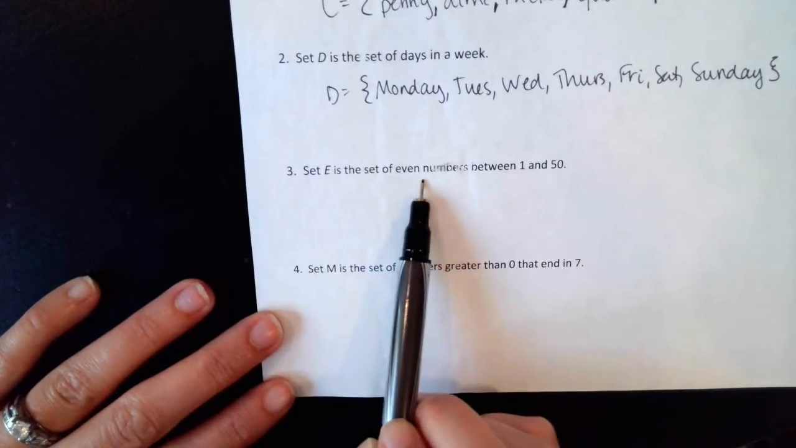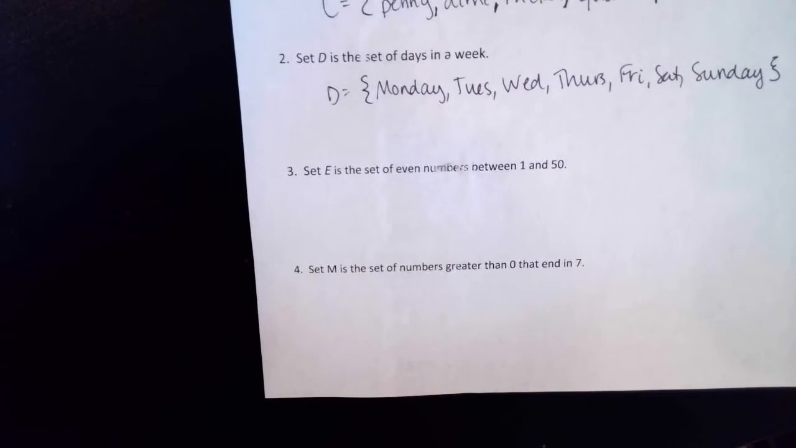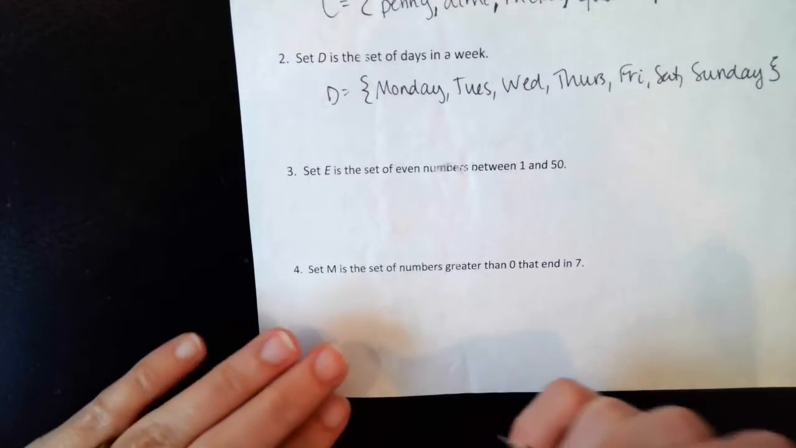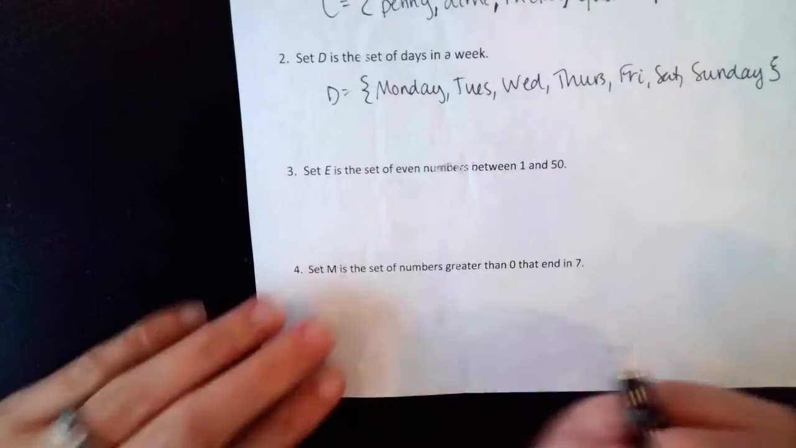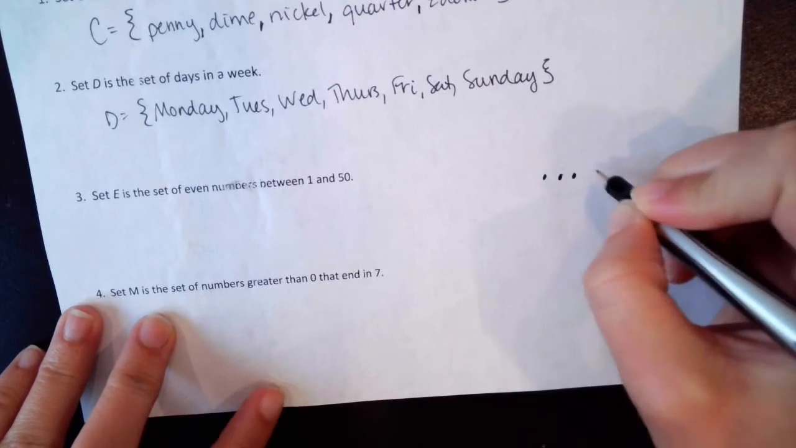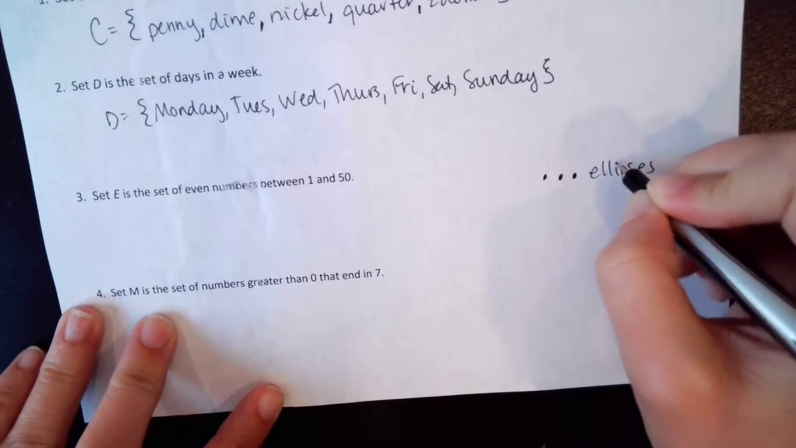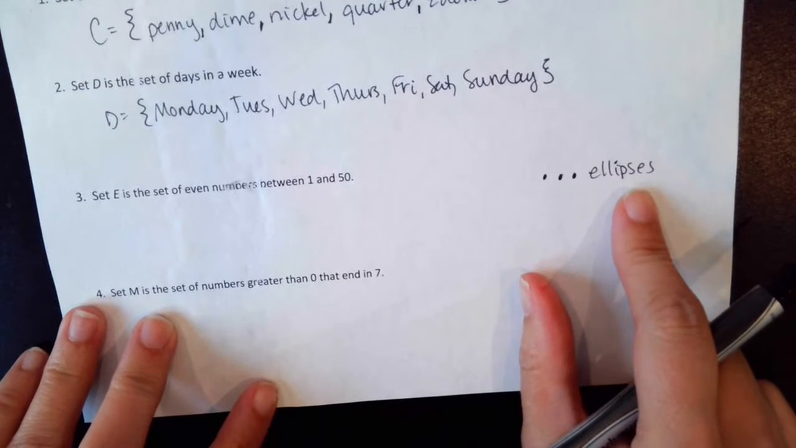Set E is the set of even numbers between 1 and 50. So if you think about all the even numbers between 1 and 50, it's quite a few. You've got 2, 4, 6, 8, 10, 12, 14, 16, all the way up to 50. That's a lot of things. So there are some shortcuts that we can use in roster notation so that we don't have to write out every single one, and it's called an ellipsis. So I'm going to put it over here. If you see 3 little dots in math, it's called an ellipsis. And these 3 little dots mean keep following the pattern until I tell you to stop. That's what you can think of it as.